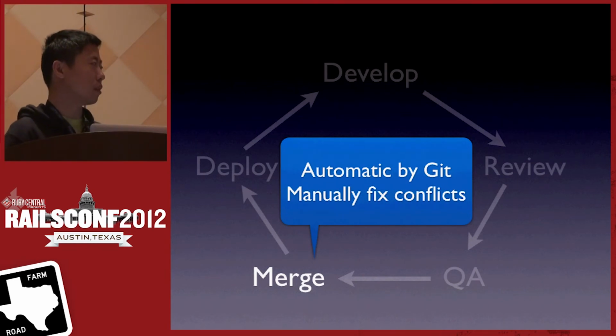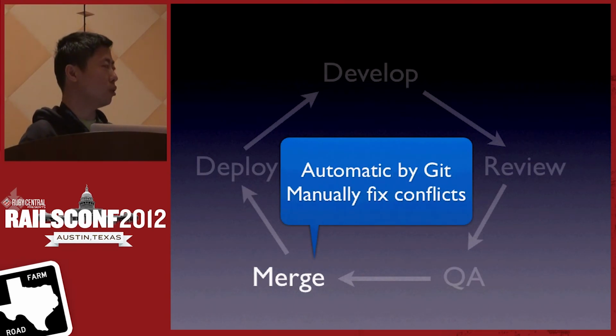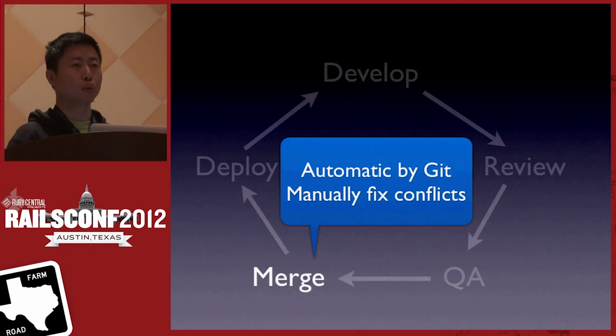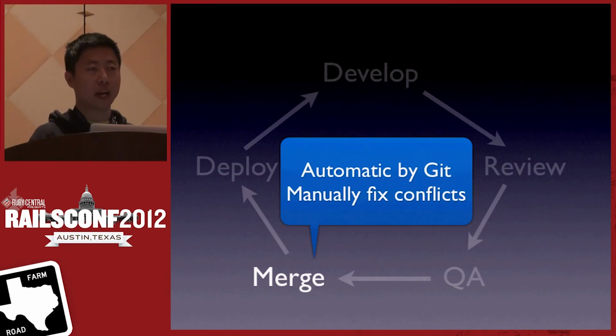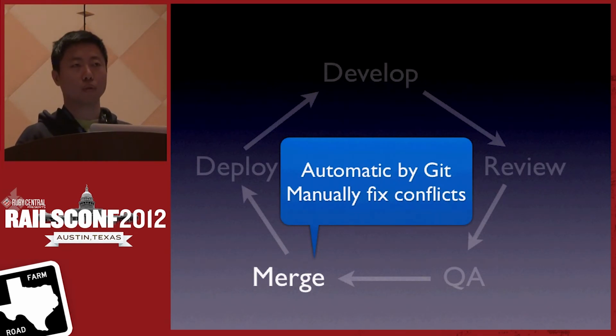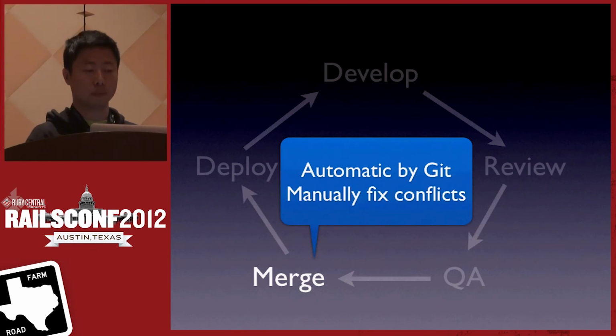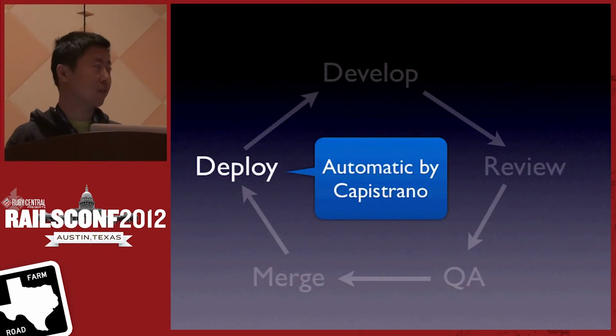In the merge process, we use the version control system Git to automatically merge the feature branch into the release branch. Only when conflicts occur do we have to resolve them manually. And in the deploy process, thanks to Capistrano, we can release the new feature almost 100% automatically.